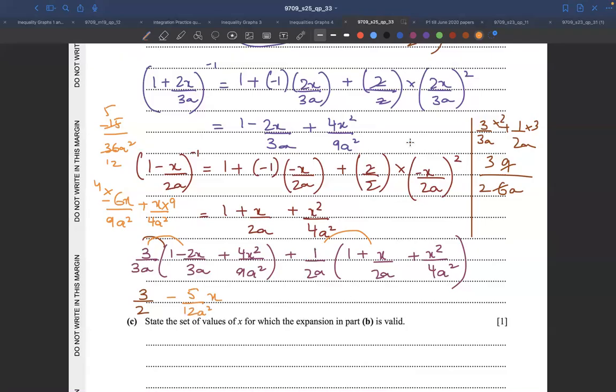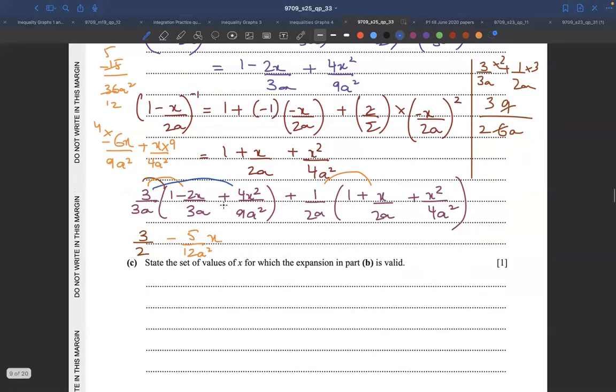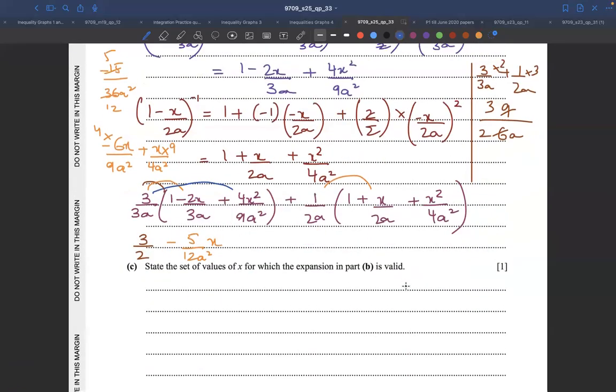And finally, for the squared terms, we're running short of space, so let's quickly do it over here. So this will become 3 into 4, that is 12x squared upon 3 times 9, which is 27a cube. And this will be 1 upon 2a into x squared, so x squared upon 8a cube.